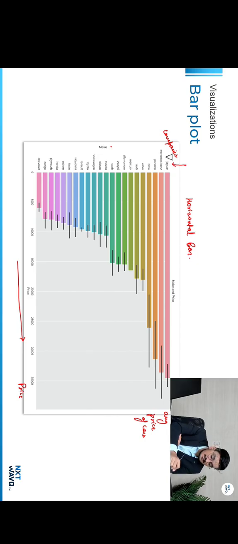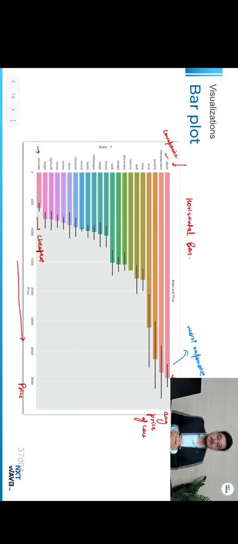So we can say that Jaguar has the highest average price compared to any other company in our dataset. While if we look here, Chevrolet has the lowest average price. So the cars from this company are the cheapest, and cars from Jaguar are the most expensive. So this is how we can represent a relationship between continuous variables and categorical variables using bar plots.